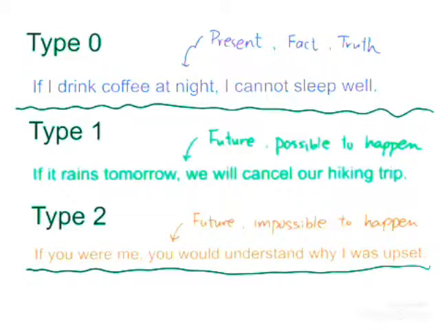And remember the tenses used in different types of conditional sentence. For type 0, we use present tense plus present tense. In type 1, present tense, future tense. For type 2, past tense, would infinitive.